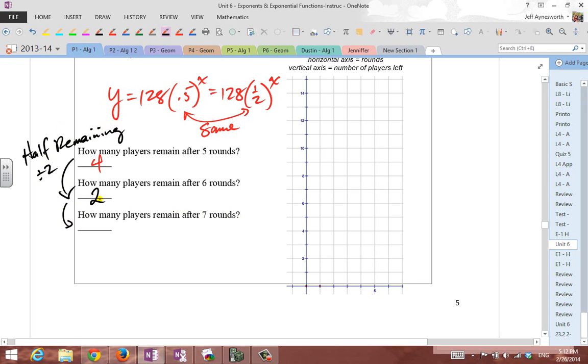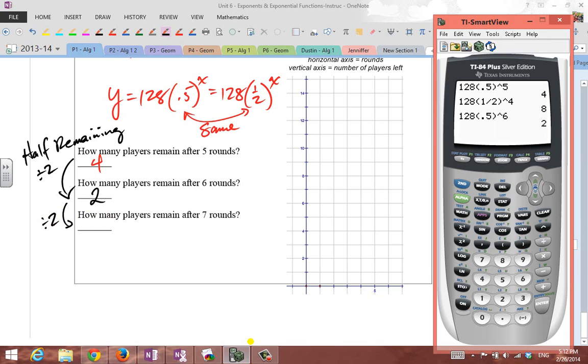Let me see, what's half of 2? Oh, I don't know. Let's figure this out. You've got to take 2 divided by 2. It's a really tough number. Let's calculate it. All right, take 128.